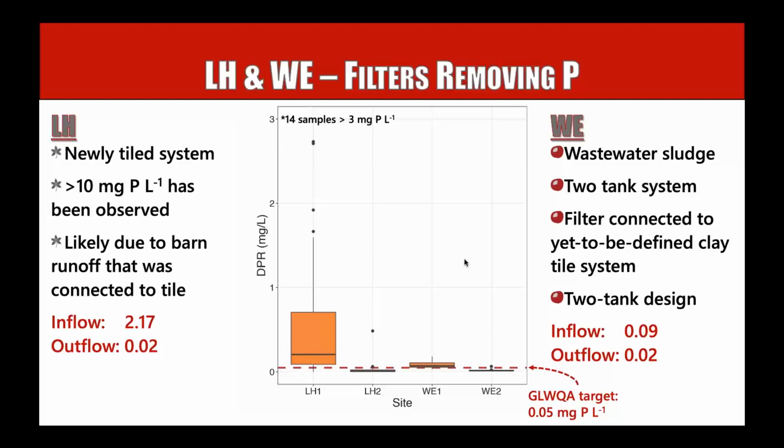In field WE, which is on the right side of this graph, WE1 is the inflow to our phosphorus filter, and WE2 is the outflow. The inflow and outflow are 0.09 and 0.02. So just as we would expect, these phosphorus filters are really effective. They're especially effective now because we've just put them in. This is data from the first year.